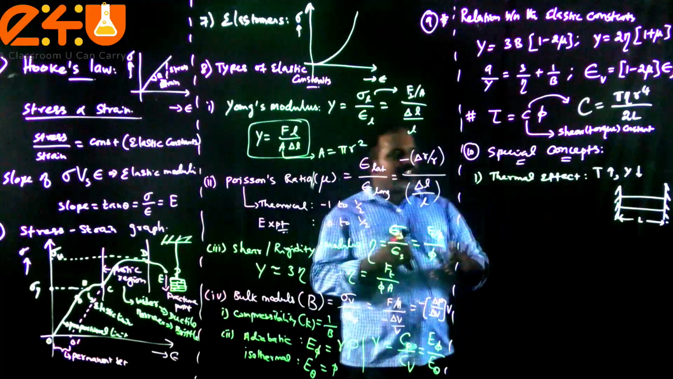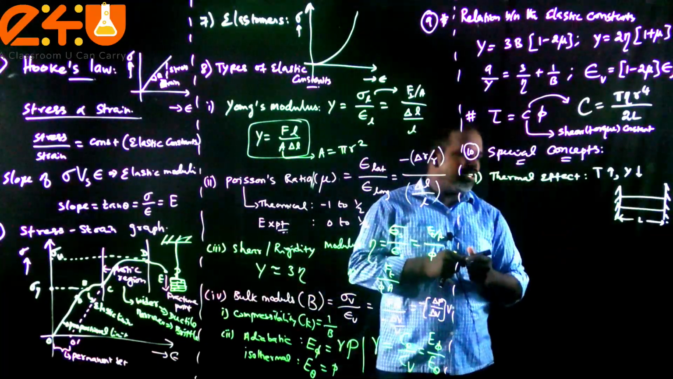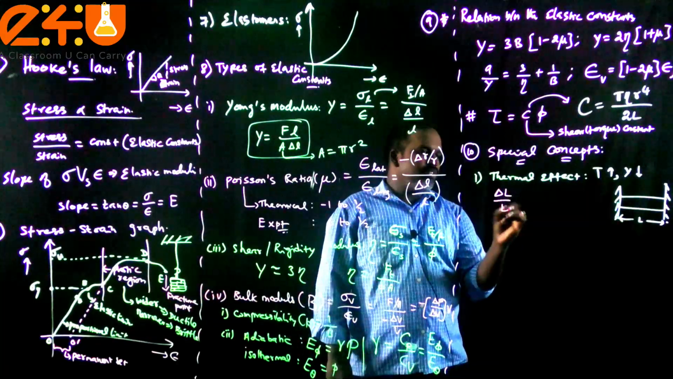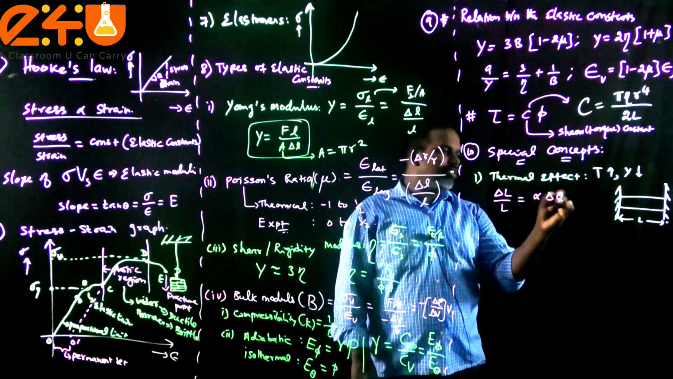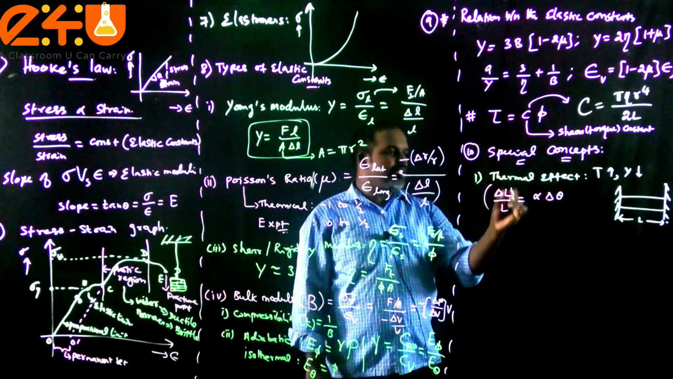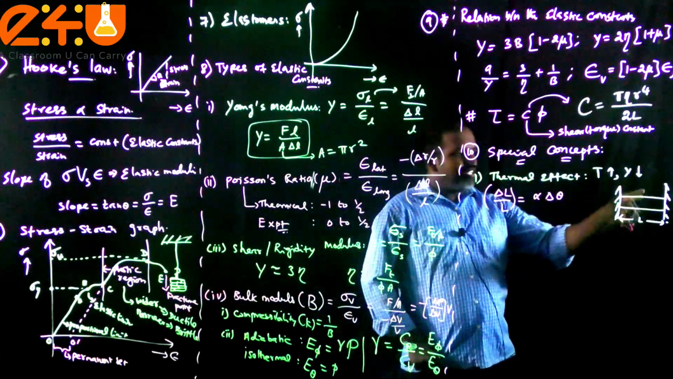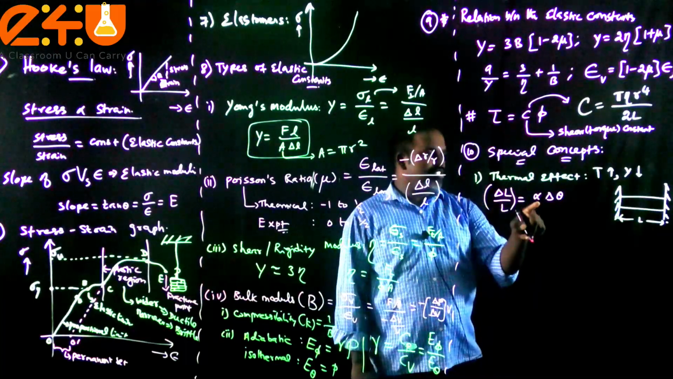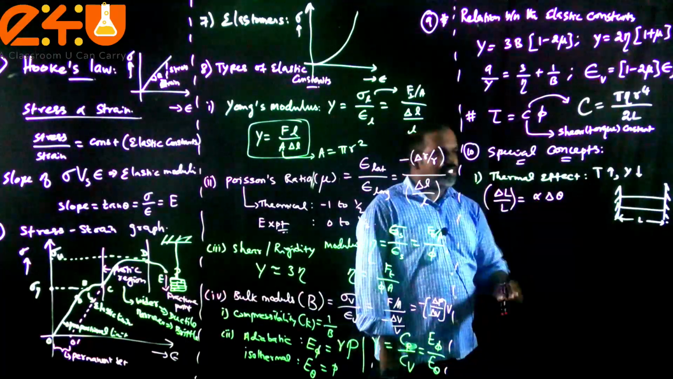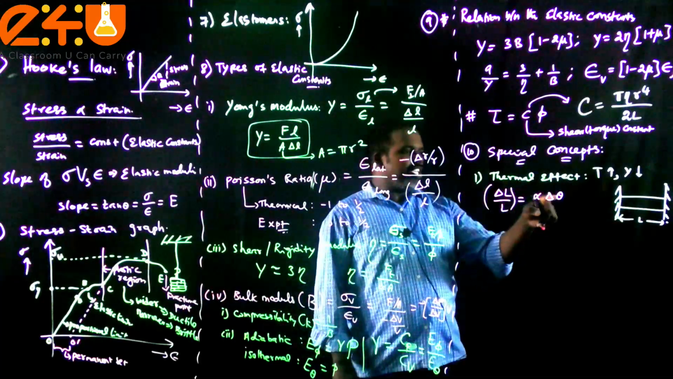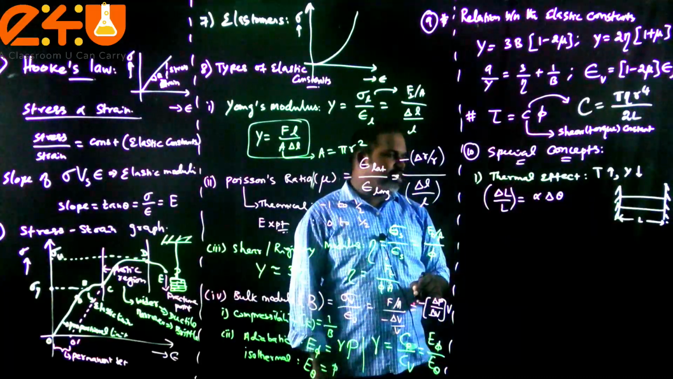So in this case, please recall a concept from thermal expansion: delta L by L is equal to alpha into delta theta. This is the fractional change in length of the rod when it undergoes a change in temperature, where alpha is called the coefficient of linear expansion and delta theta is the change in temperature. This is the expression from thermal expansion.